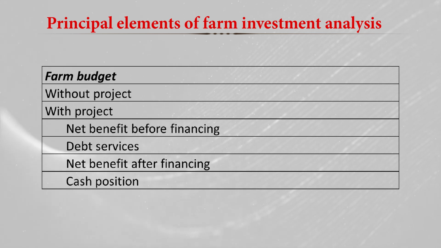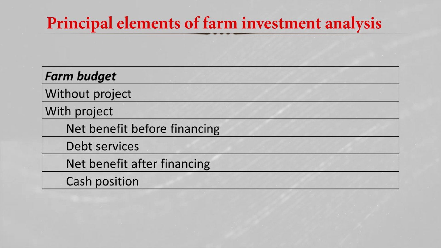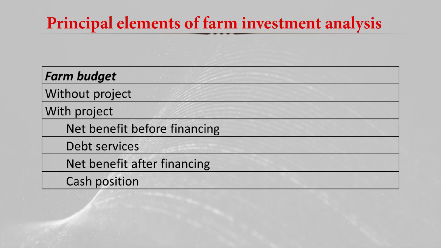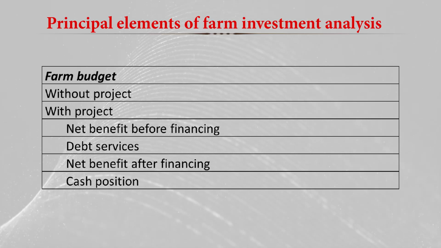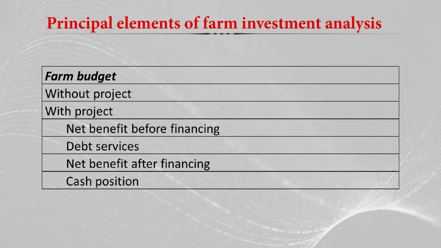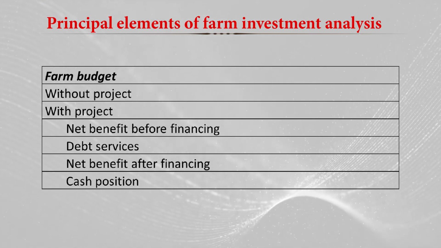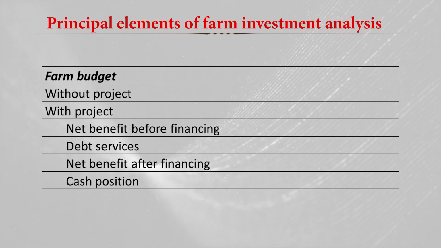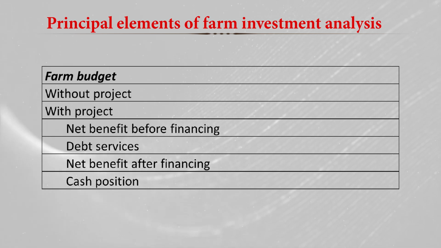net benefit before financing, and then we have to include the debt services, then net benefit after financing. Then in the last we have the cash positions or net benefits. So here in the last we can compare the position of the farm. Basically we can compare the two conditions of the farm, like without the project and with project, and here we can calculate the net incremental benefit of the project.